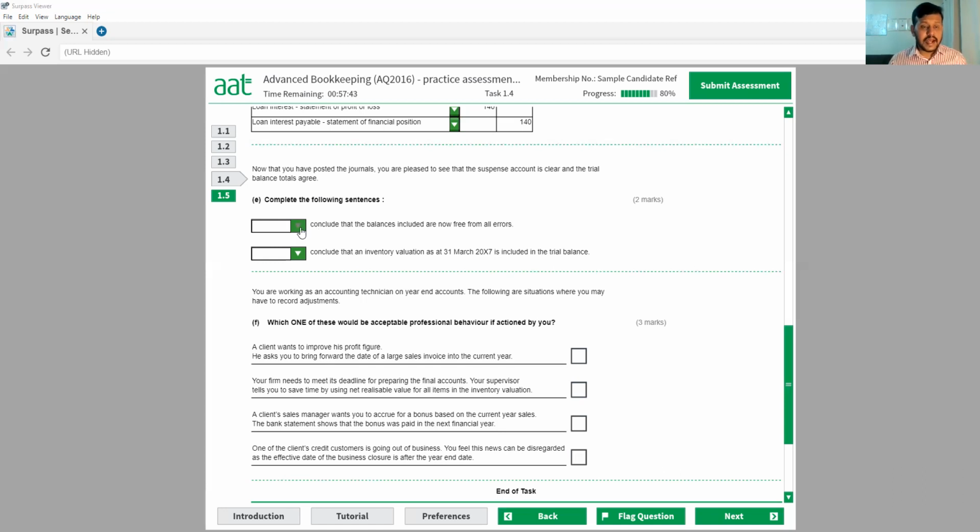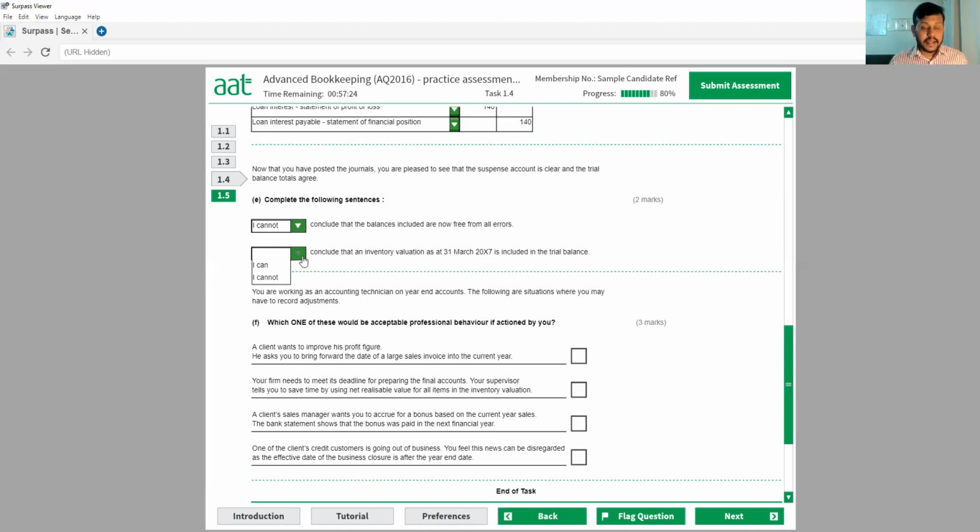So this says, can I or can I not conclude that the business includes are now free from all error? Remember that I cannot. Even though the trial balance is matched, I cannot guarantee you there is no mistake. There is a possibility there is a mistake there.